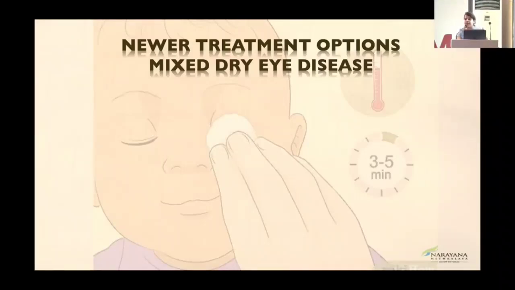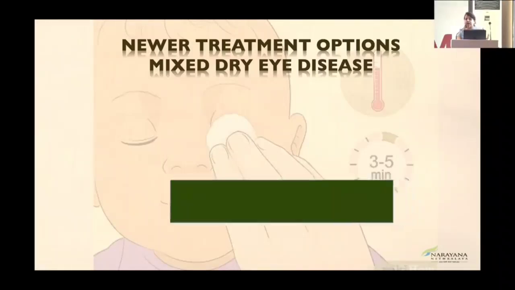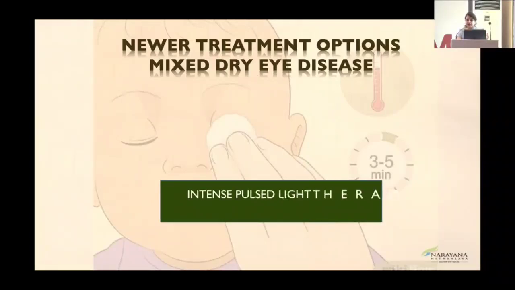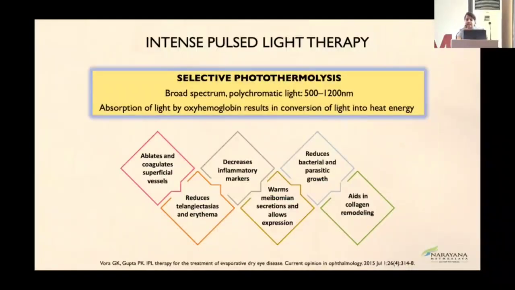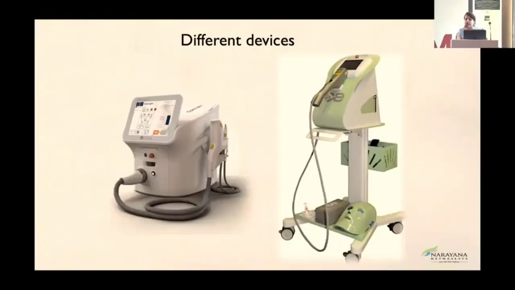Coming last to the mixed dry eye disease. What if your aqueous deficiency also has an evaporative dry eye, that is your meibomian gland dysfunction? Now, our traditional warm compresses and massage may not work. We have something today called intense pulse light therapy, which is selective photothermolysis using a broad spectrum polychromatic light. This ablates superficial vessels of the eyelids, decreases inflammatory markers, and also aids in collagen remodeling.